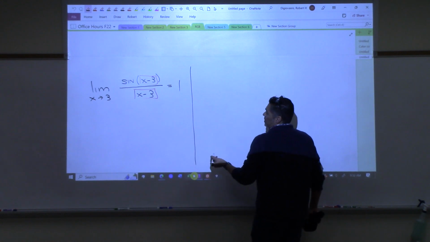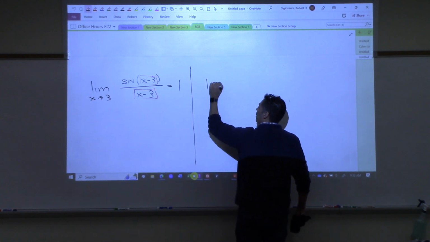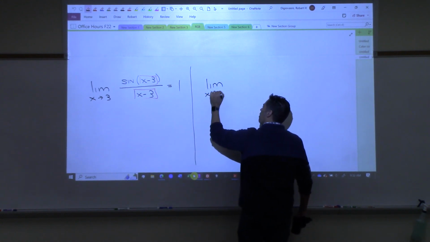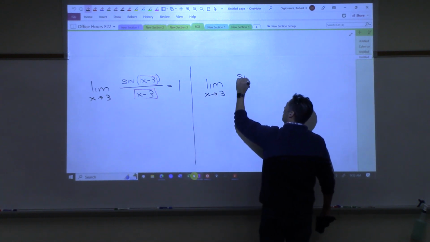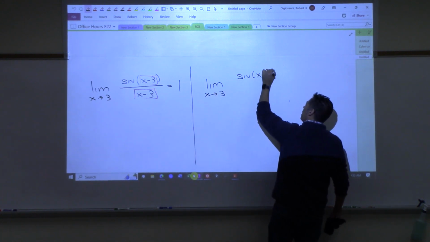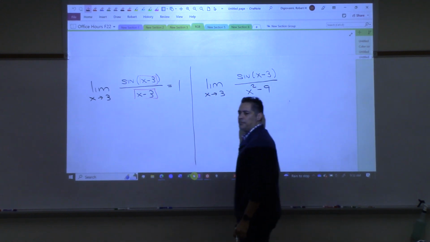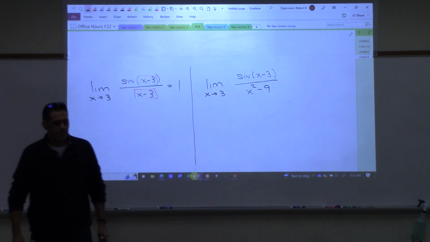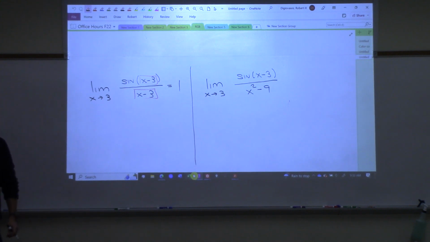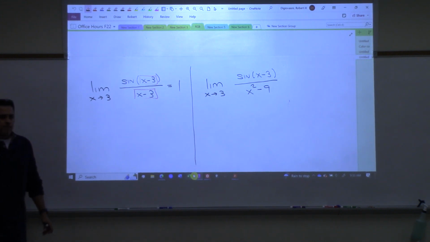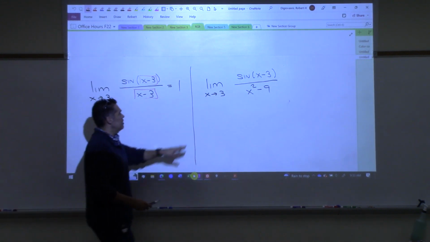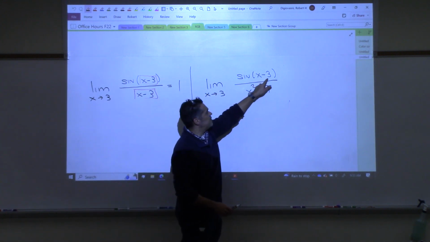All right, so let's do another one. How about this? Limit, let me see if I can trick you. X goes to 3, sine of x minus 3 over x squared minus 9. So first thing is direct substitution. Let x go to 3. 3 minus 3 is 0.